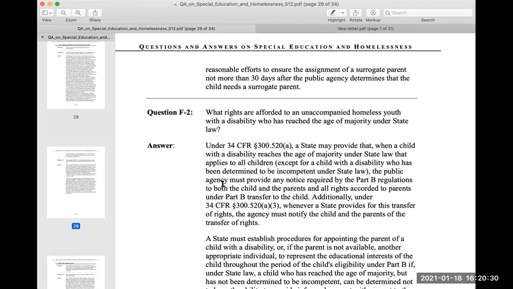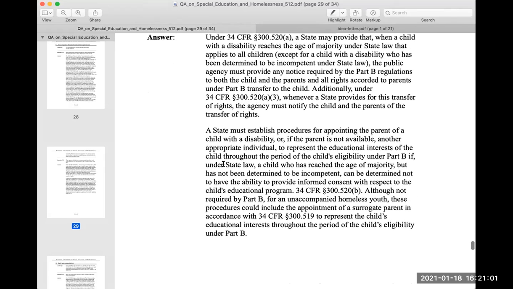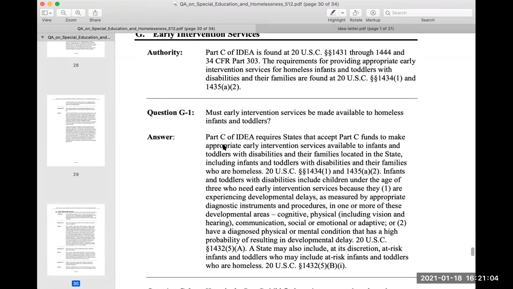Infants and toddlers with disabilities include children under the age of 3 who need early intervention services because they, 1, are experiencing developmental delays, as measured by appropriate diagnostic instruments and procedures, in one or more of these developmental areas: cognitive, physical, including vision and hearing, communication, social or emotional, or adaptive, or 2, have a diagnosed physical or mental condition that has a high probability of resulting in developmental delay. 20 U.S.C. paragraph 1432(5)(A). A state may also include, at its discretion, at-risk infants and toddlers, who may include at-risk infants and toddlers who are homeless.